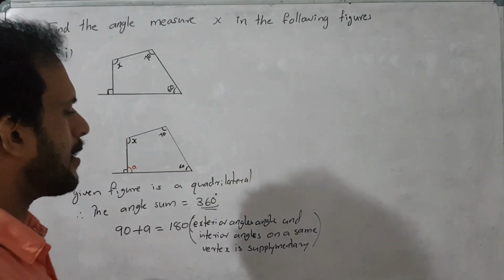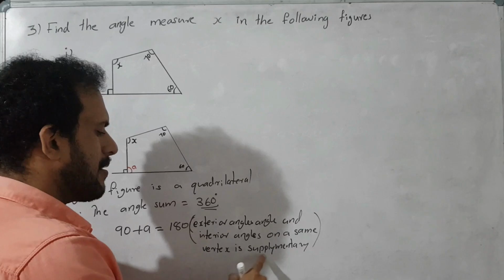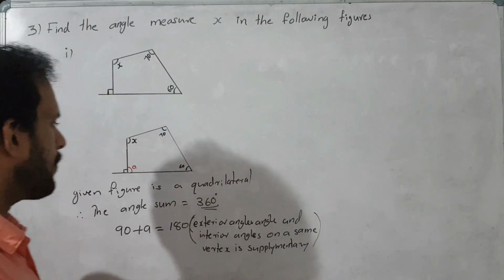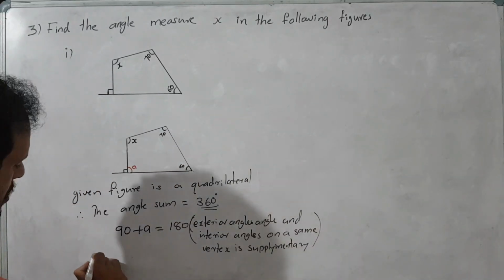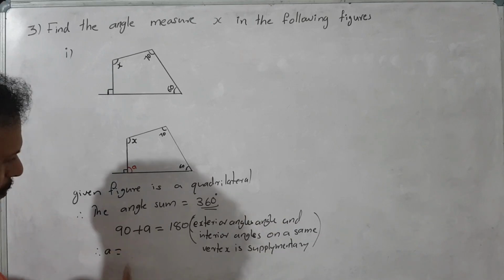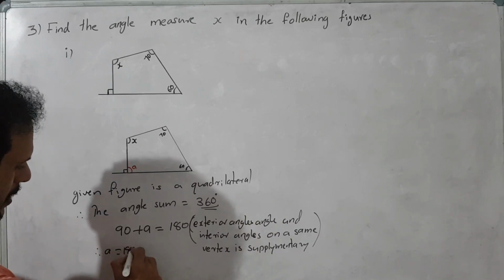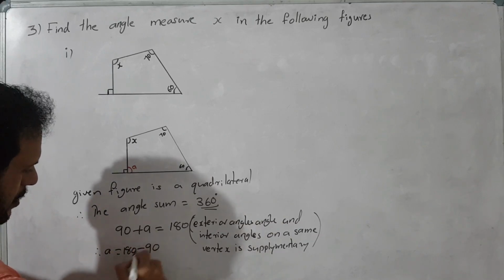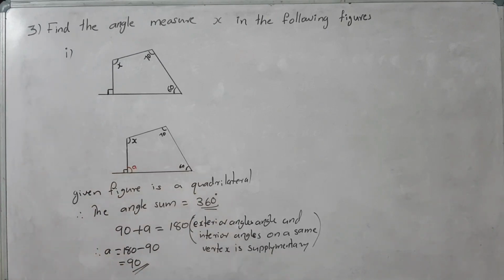Angles and interior angles on the same vertex are supplementary. Therefore A is equal to 180 minus 90, which is equal to 90. What is the value of A? The value of A is equal to 90. Okay, then what is next?